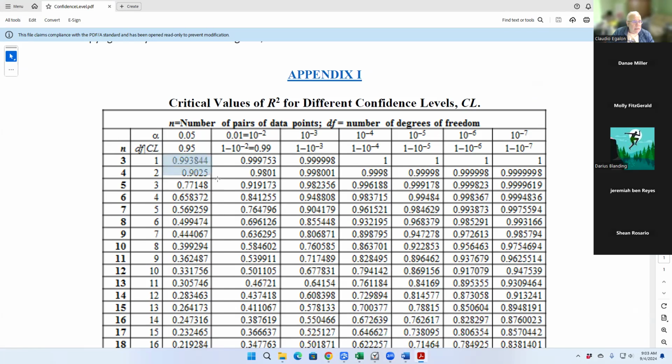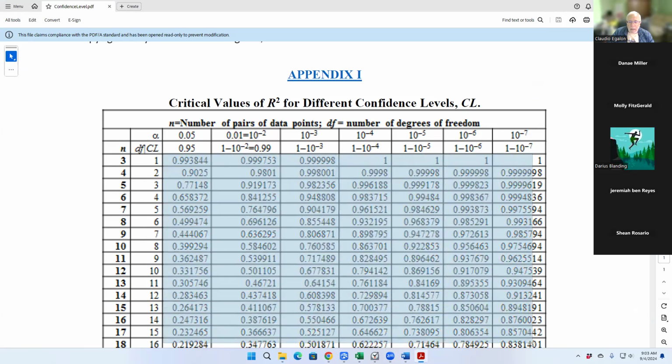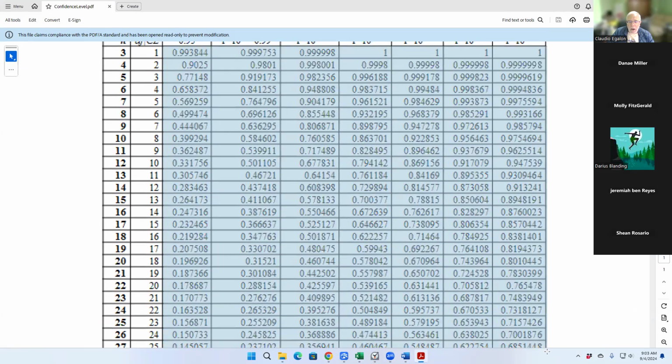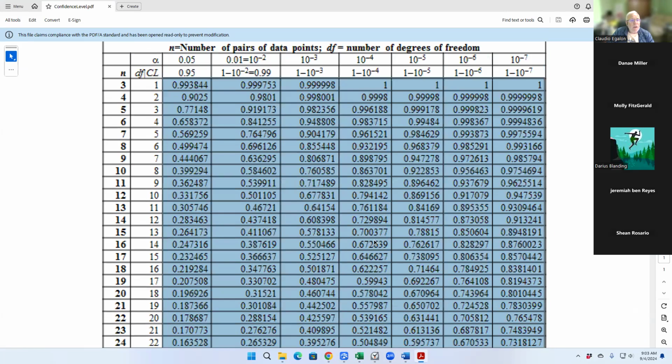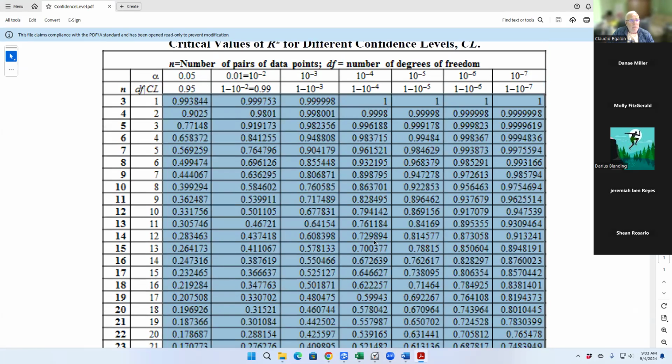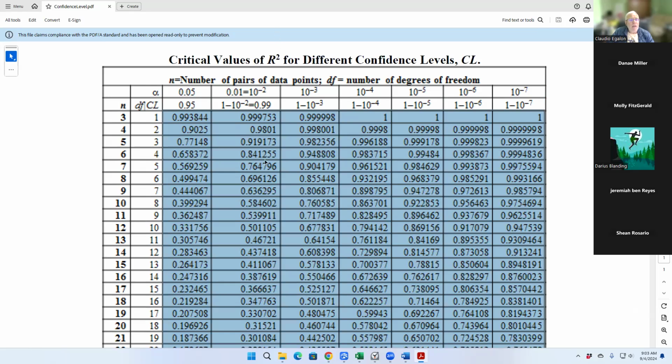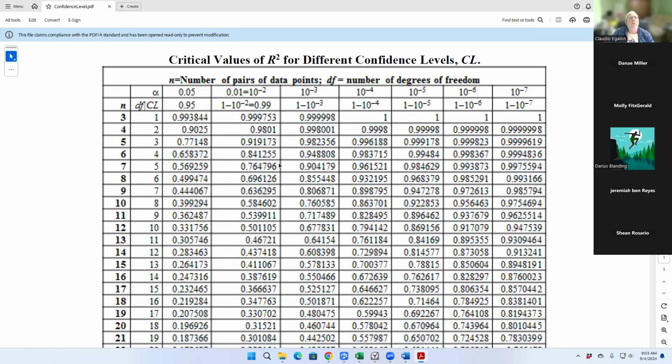And here indeed, all those numbers that you see right in here are different values for r squared. We call them the critical values of r squared, and we call them that for a good reason, okay?